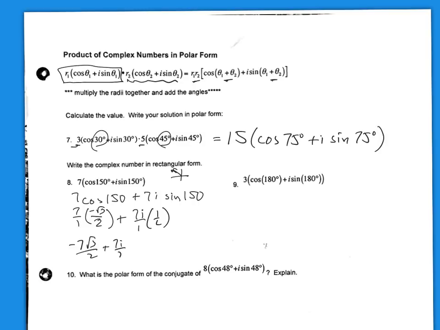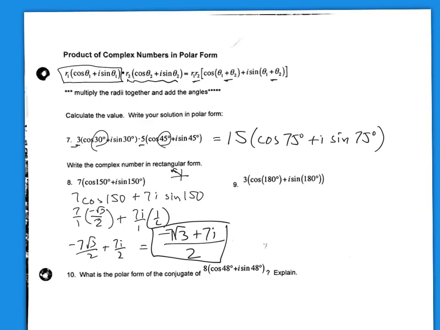Plus 7i over 2. Because this already has a common denominator, please combine them, writing it as a single numerator over a single denominator. So negative 7 radical 3 plus 7i, that whole thing is over 2.